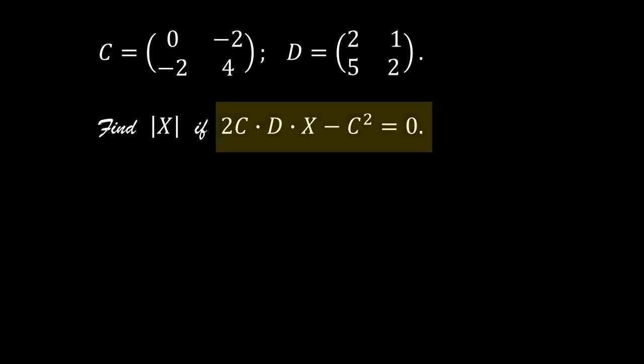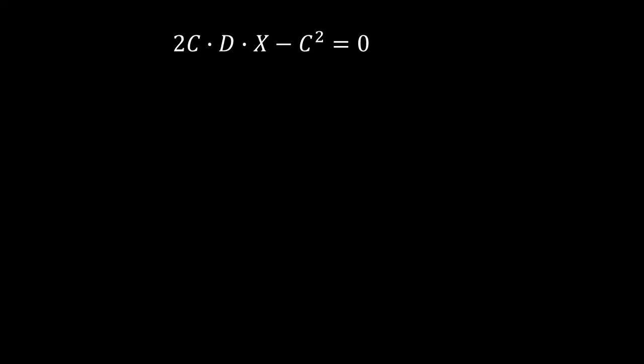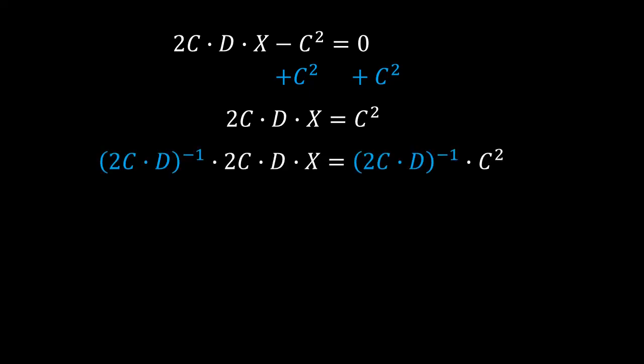To begin with, let's take the matrix equation given in the task. The first thing we are going to do is to get the variable X by itself on the left-hand side of the equation. For this purpose, let's add the C squared to both sides of the equation, which results in. Now, to get rid of 2C times D on the left-hand side of the equation, we multiply both sides, on the left, by the inverse of 2C times D.